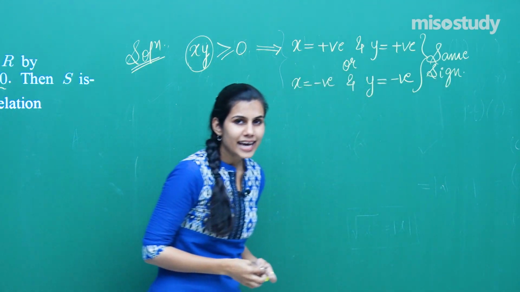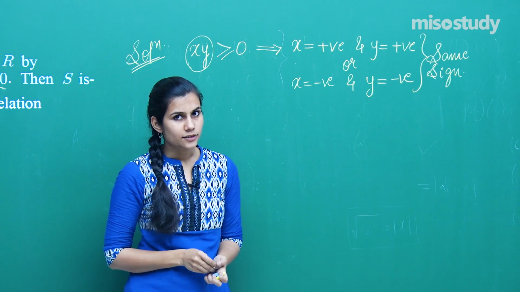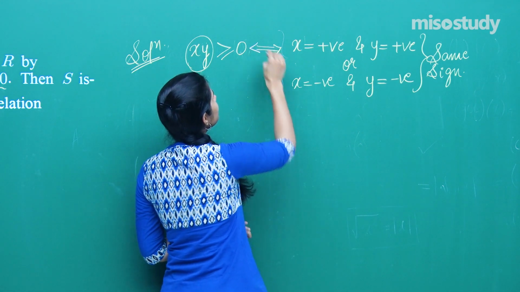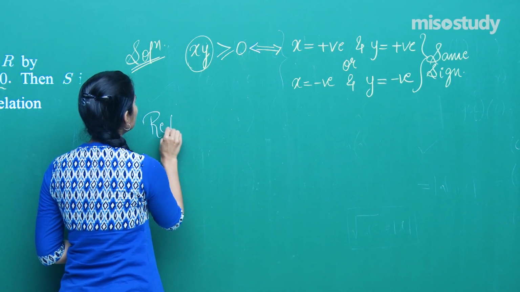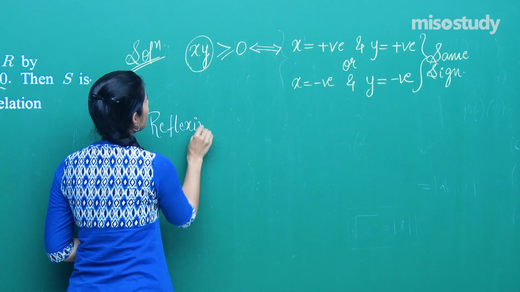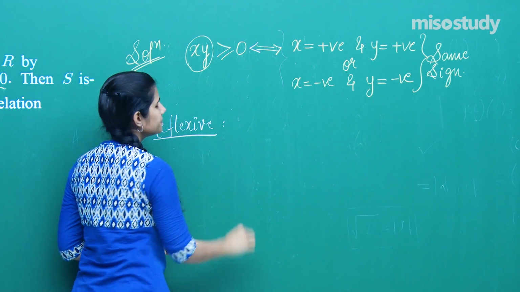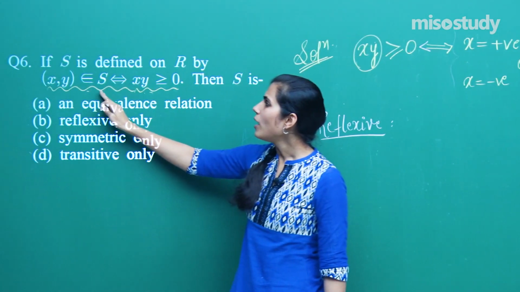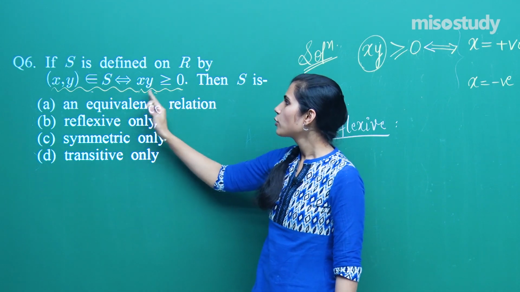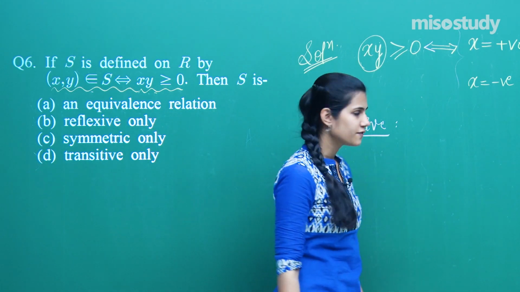Only then can the product be non-negative. That is what is the case. Now let's understand whether the relation given is an equivalence relation or not. It is given x is related to y under the relation S provided their product is non-negative.